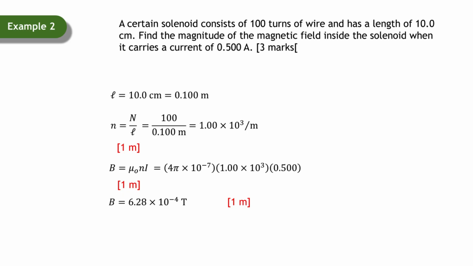We have a solenoid 10.0 centimeters long with 100 turns of wire, carrying a 0.500 ampere current. First, we convert the length to 0.100 meters, which gives us 1000 turns per meter. Plugging these into the solenoid formula results in a magnetic field magnitude of 6.28 times 10⁻⁴ Tesla.